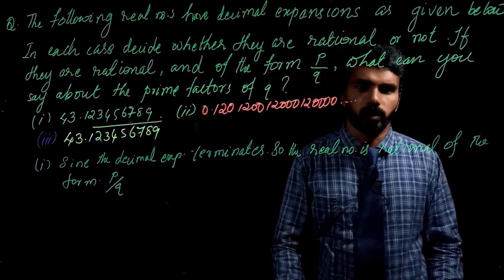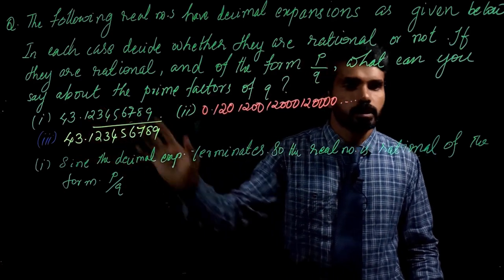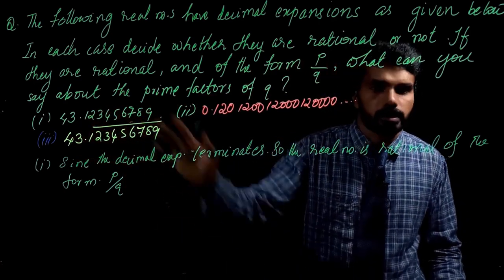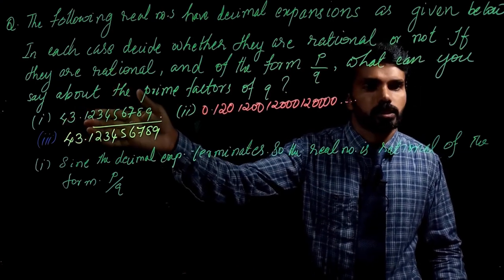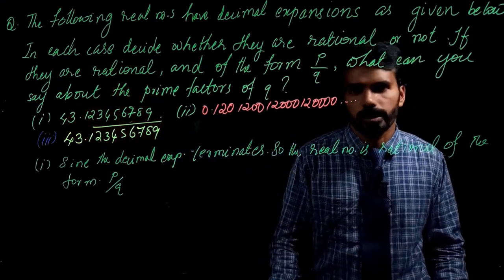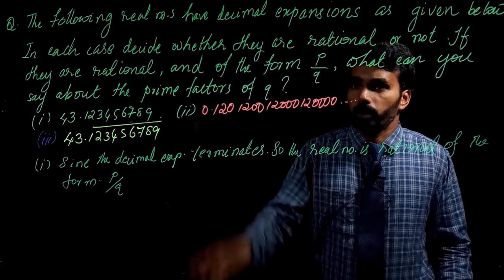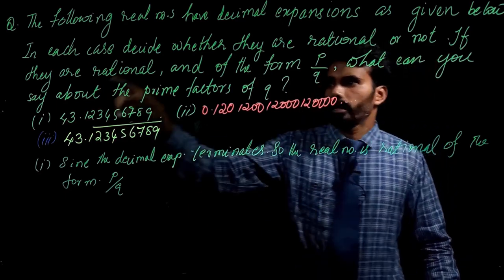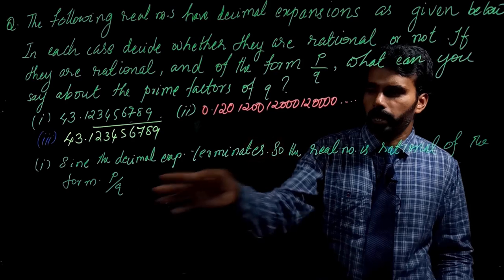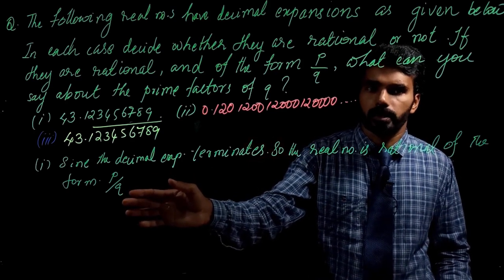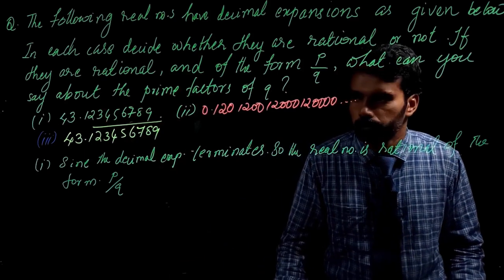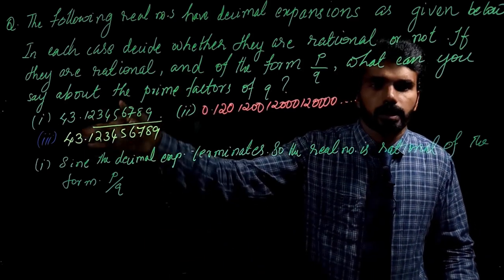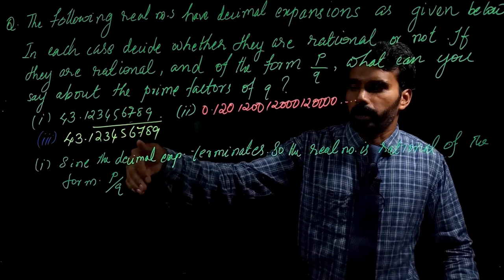If they are rational, now we got this number is rational. Why? Because the decimal expansion of this real number terminates, that is why it is rational. Now if they are rational and of the form P by Q, since they are rational, it is of the form P by Q. What can you say about the prime factors of Q? So let us write this in the form P by Q.